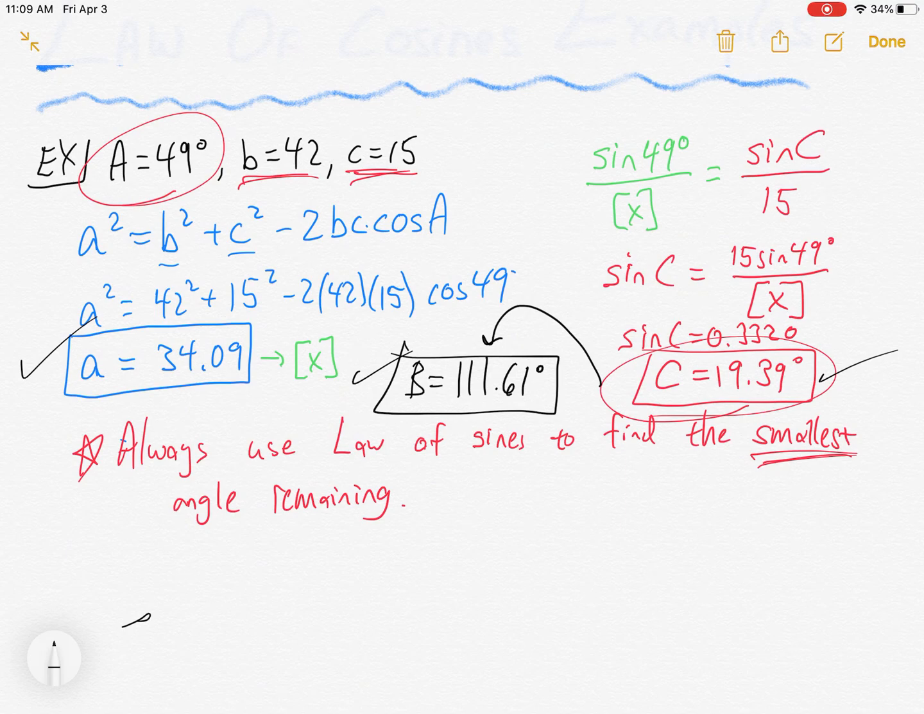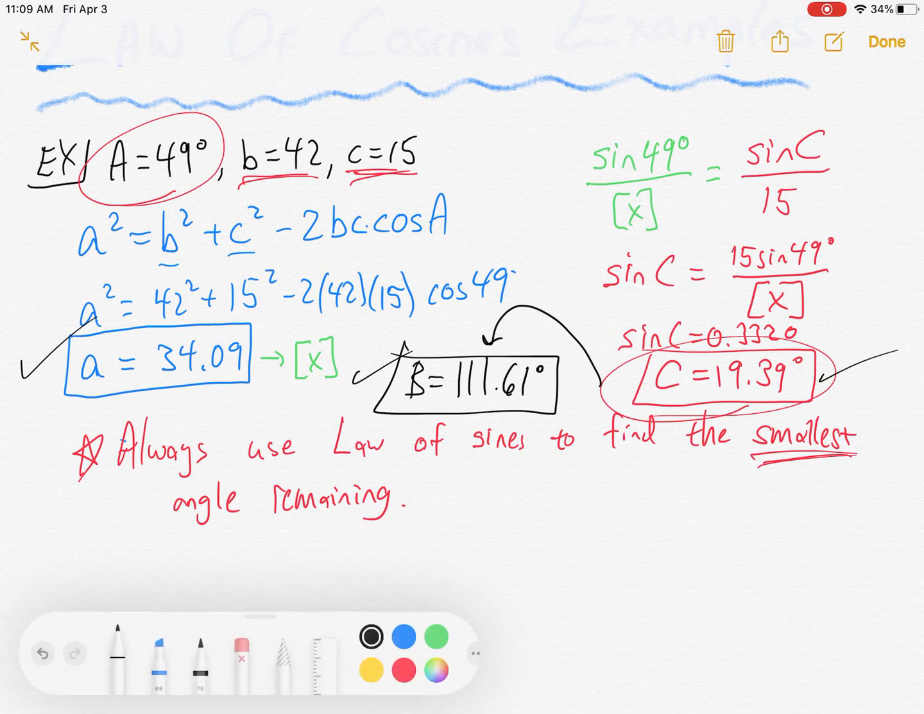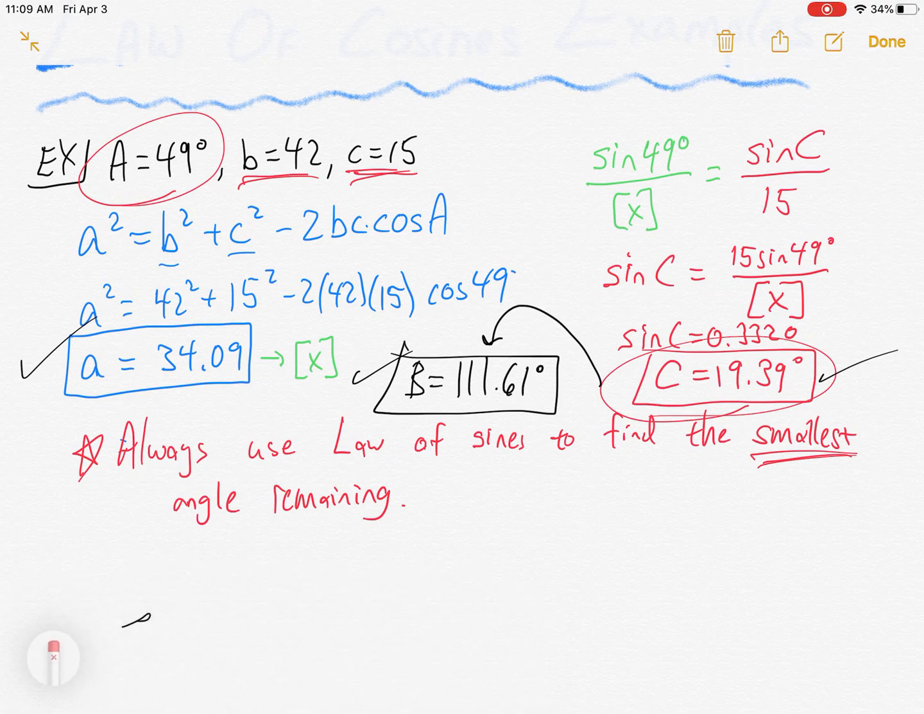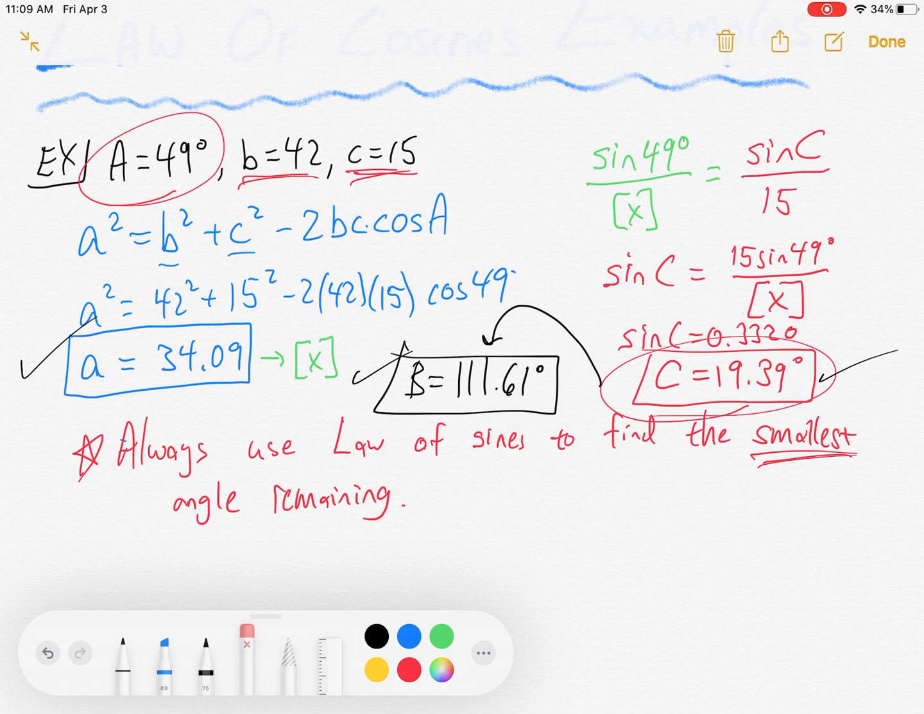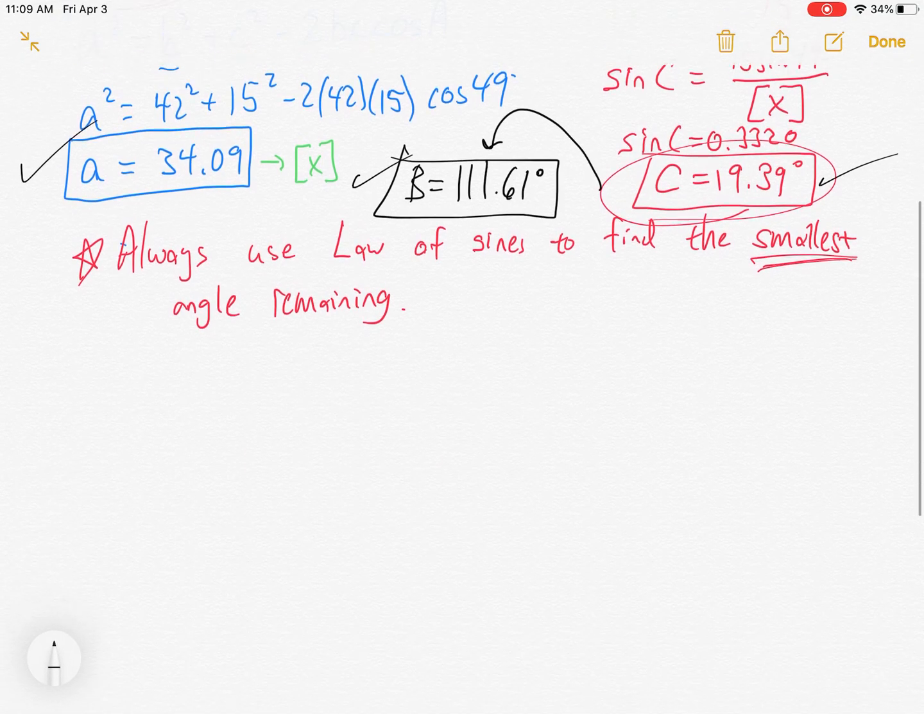So I have three boxed answers, 1, 2, and 3. By 3, that's solving the triangle. So finding the smallest angle available or remaining is the way to go with law of sines. Okay, let's do another example, and this will create our second key rule here.